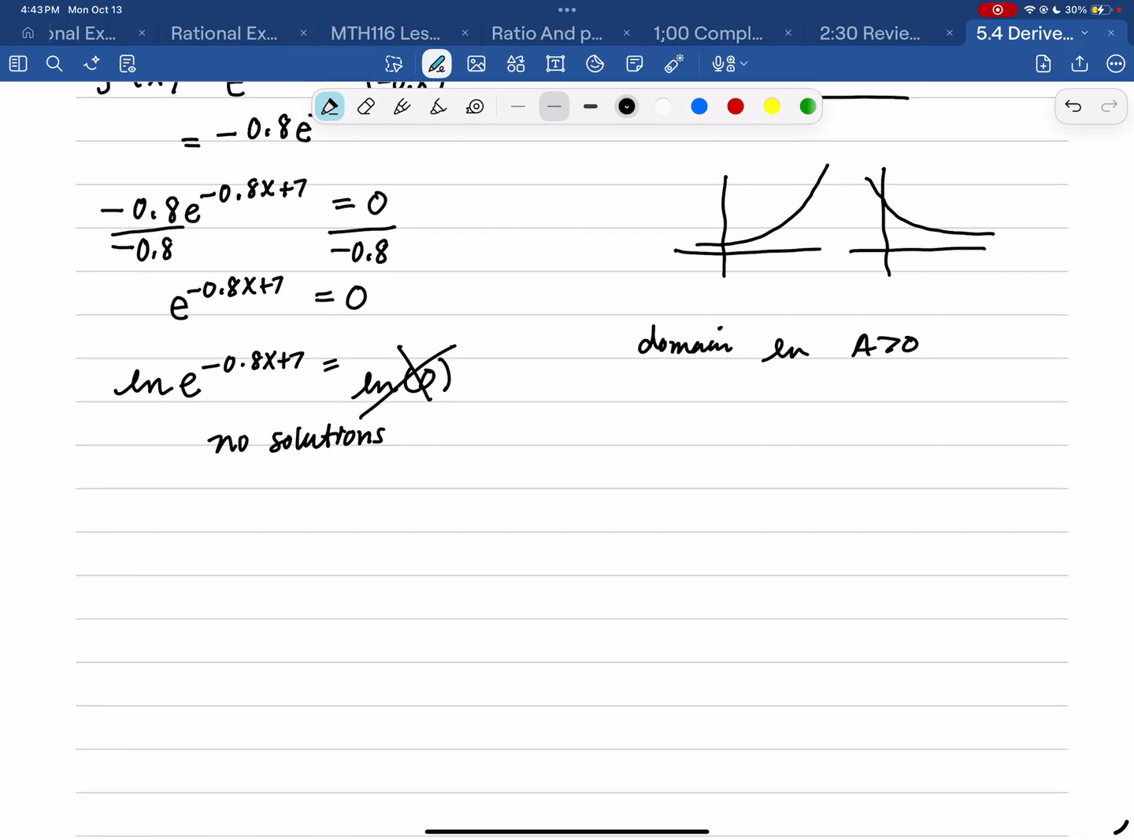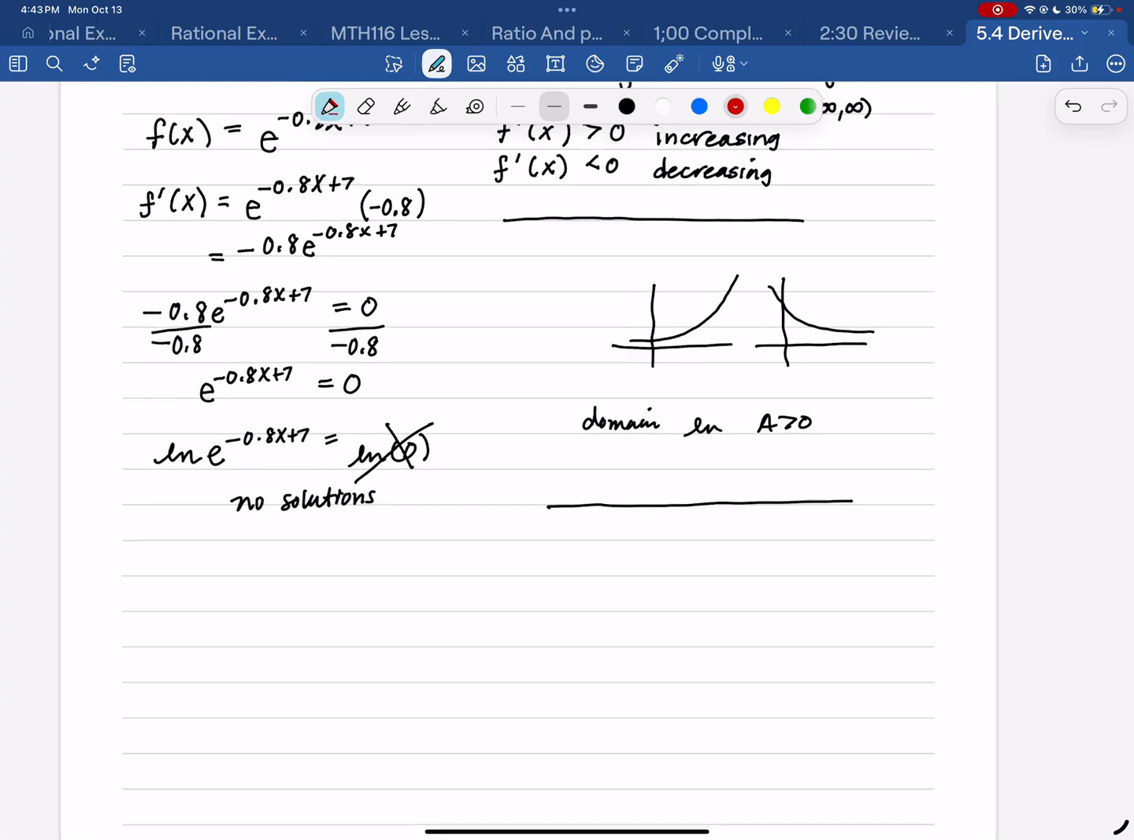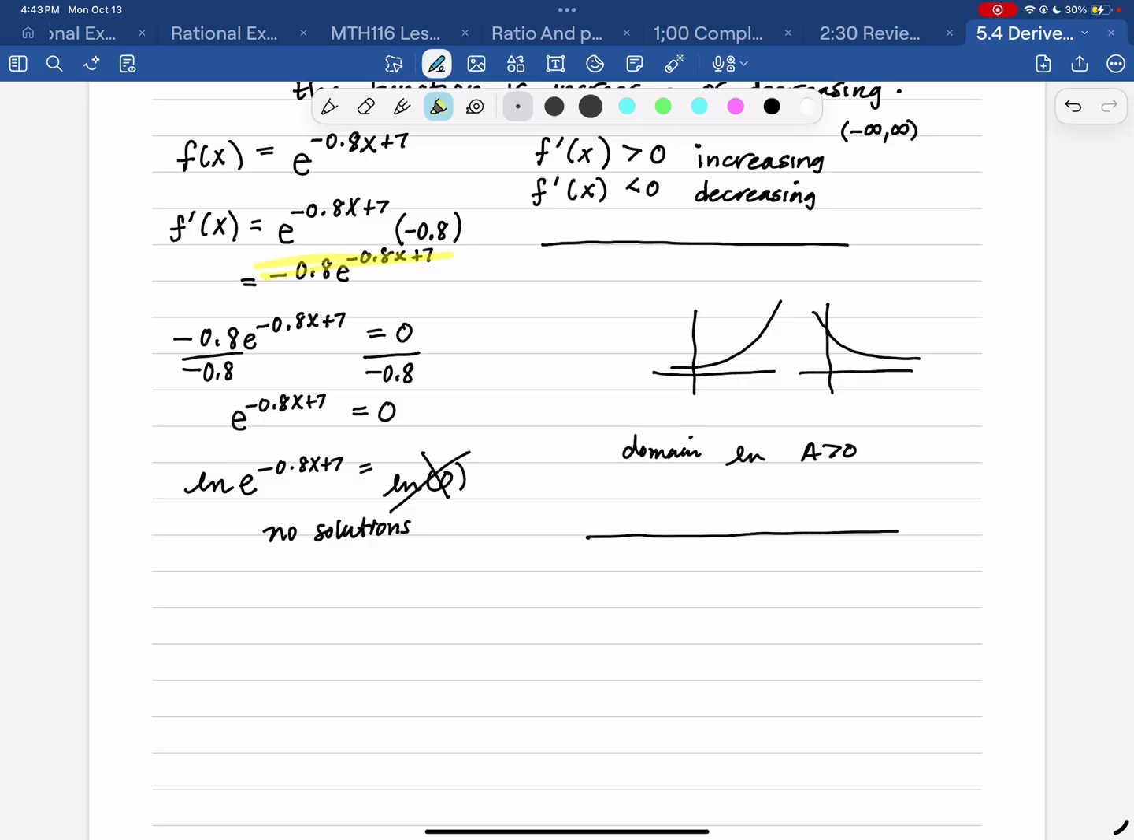Okay, so we have our number line, and we have no critical numbers, but we still have to test. Remember, we're testing inside of the derivative, and this is our derivative, and that's an e function. We can pick anything to go in an e function because the domain is all real numbers, so I'm going to pick 0. I'm going to evaluate f prime at 0. Now you can't put a 0 in a natural log, but you can put it in an e function. So that's e to the negative 0.8 times 0 plus 7.